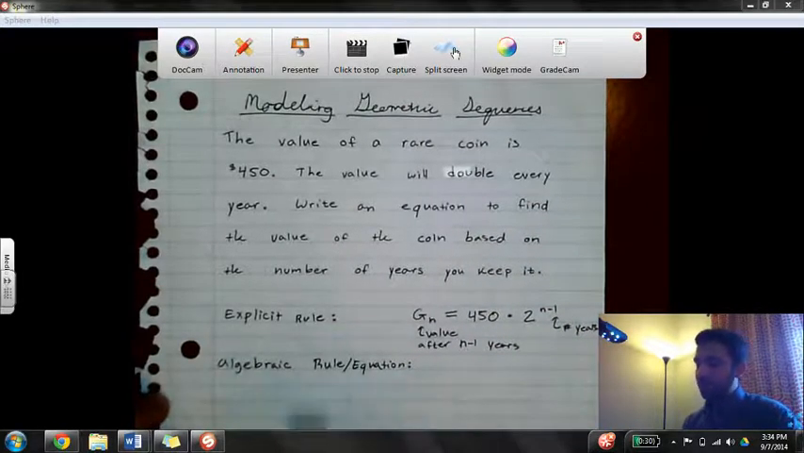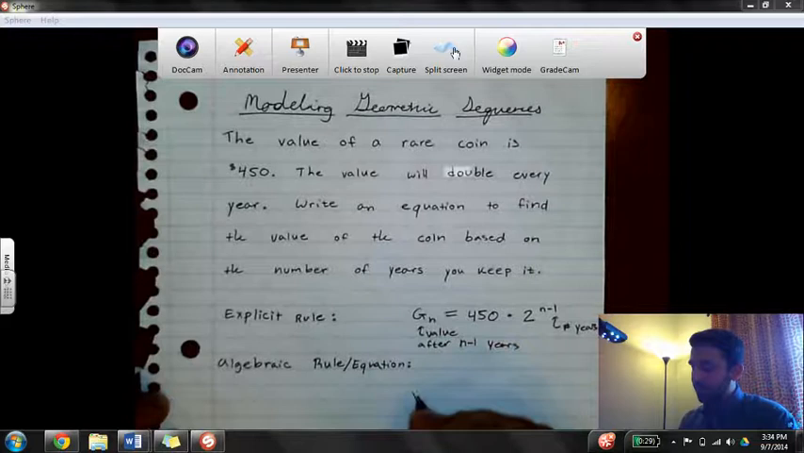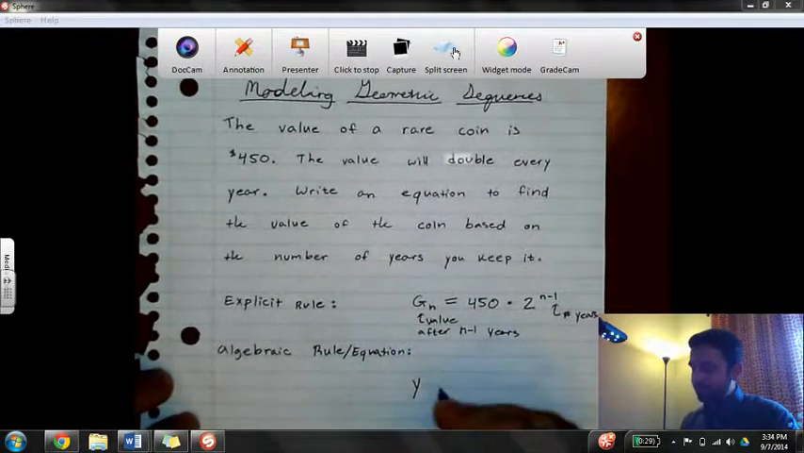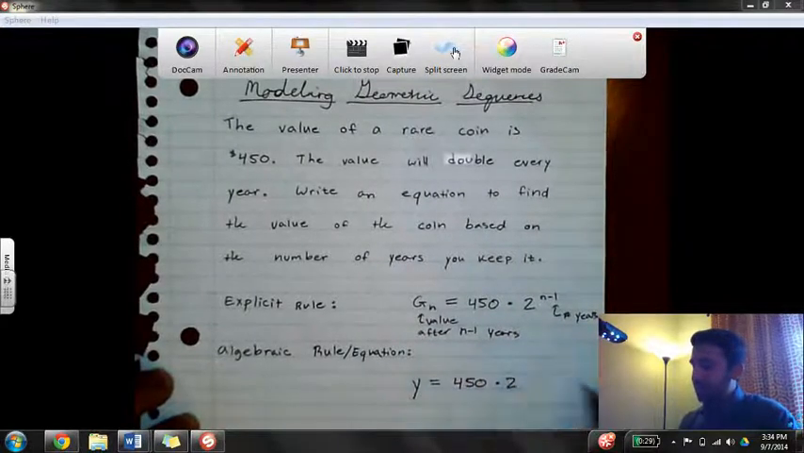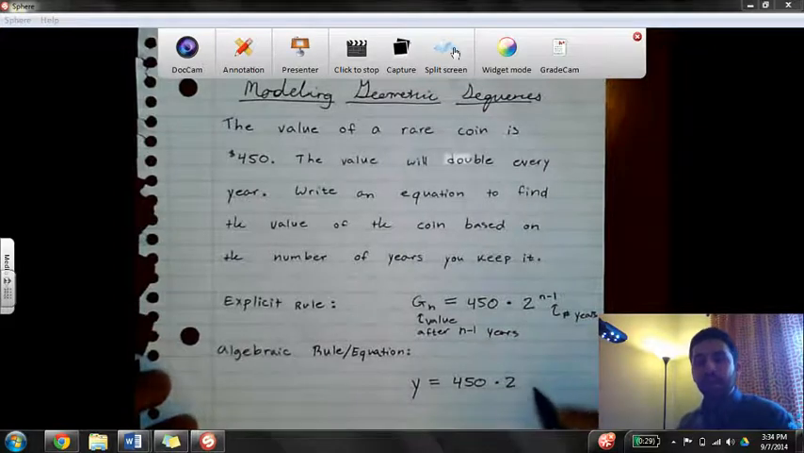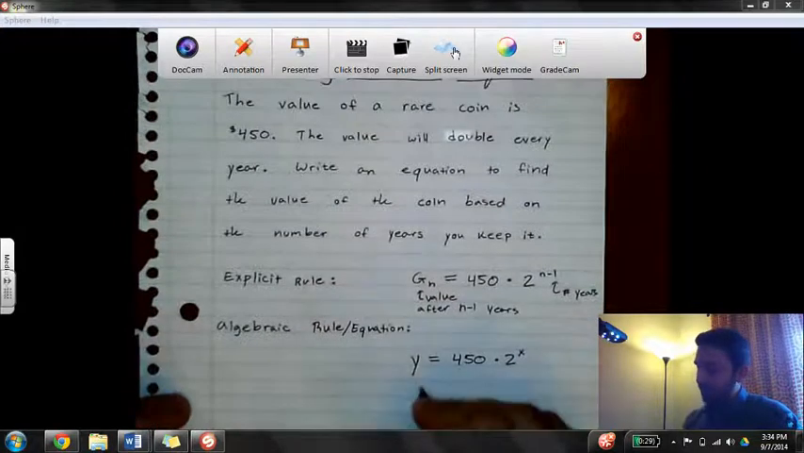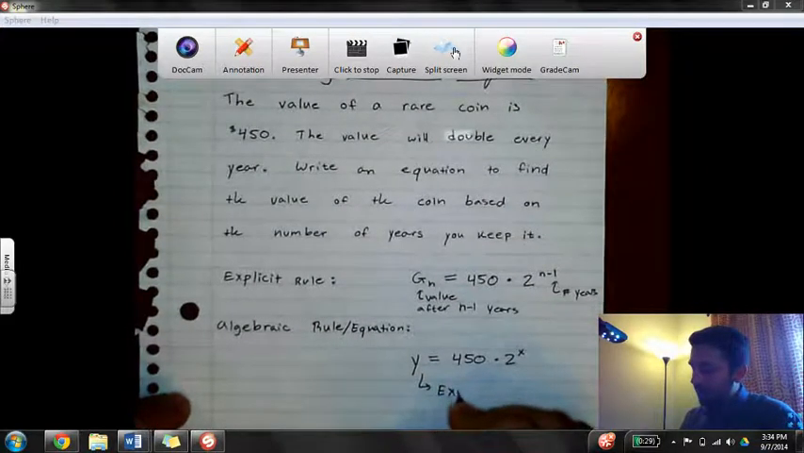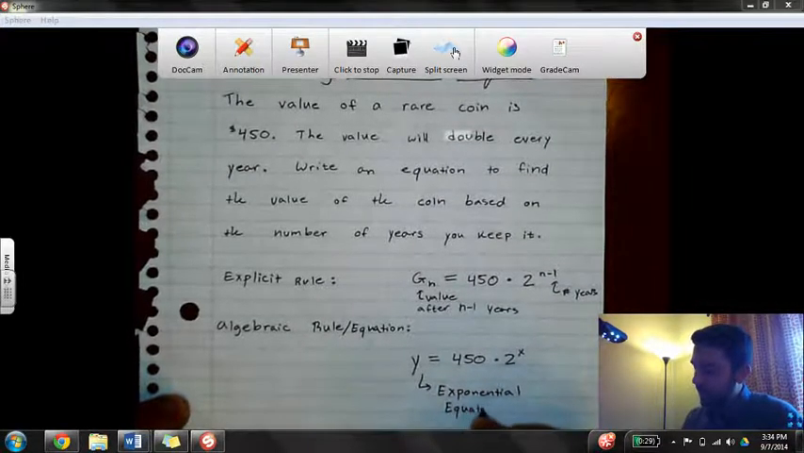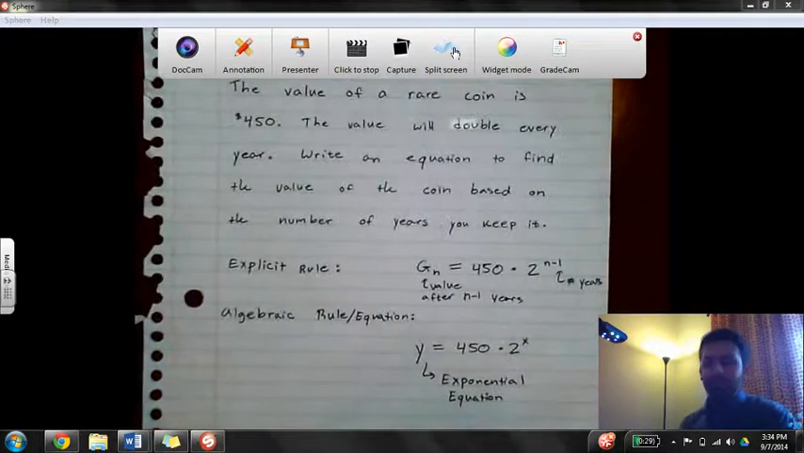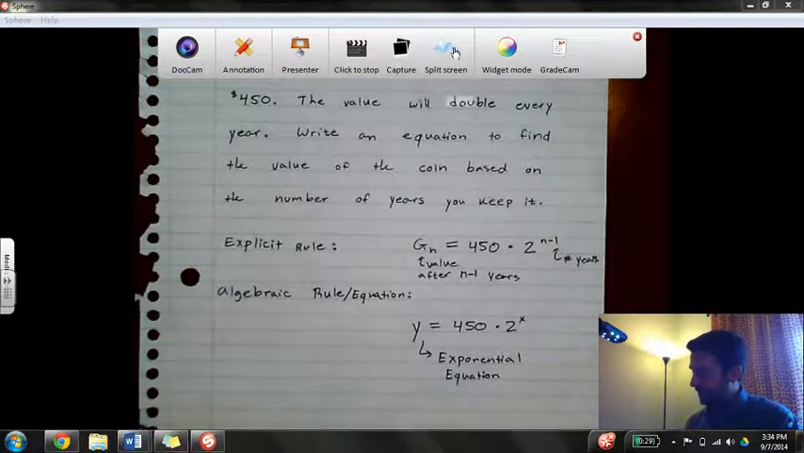So if I wanted to write an algebraic equation, I could replace the value after n minus 1, so the value of the coin, with the variable y, and then rewrite my initial value and constant ratio, and instead of using n minus 1 for the number of years, I can use the variable x. This is called an exponential equation. And we're going to use exponential equations throughout the rest of this unit in modeling these types of situations.